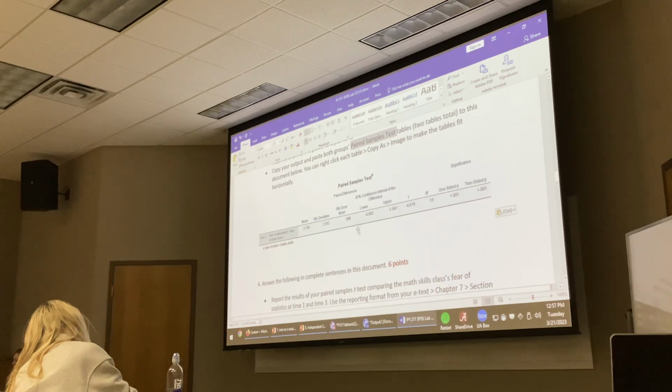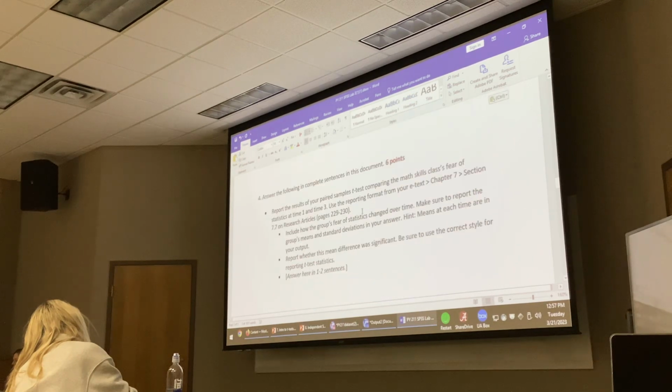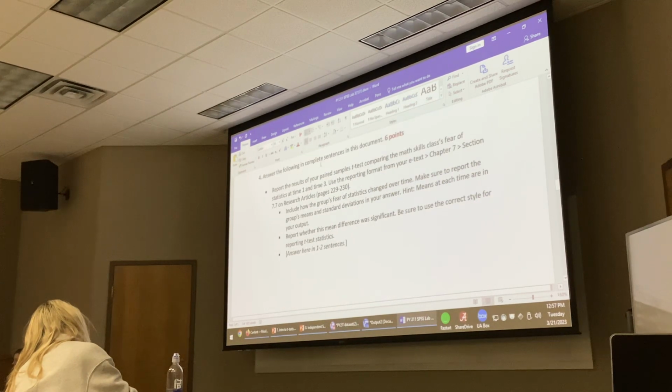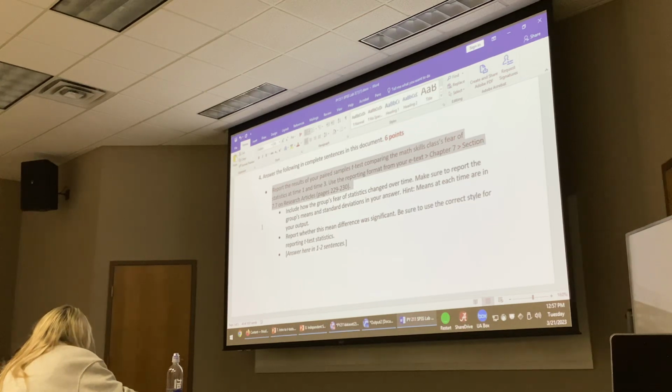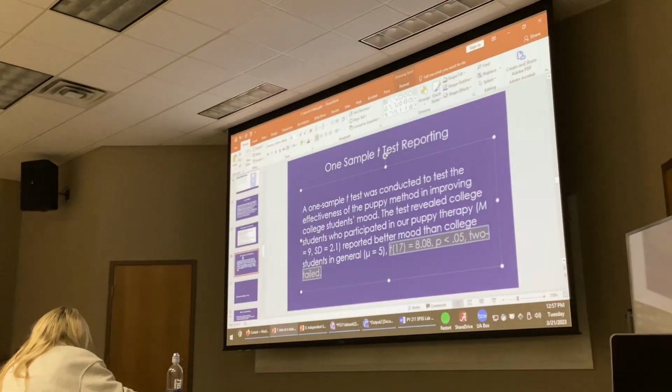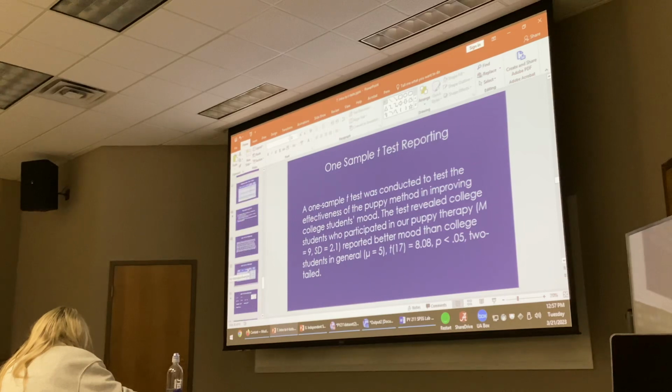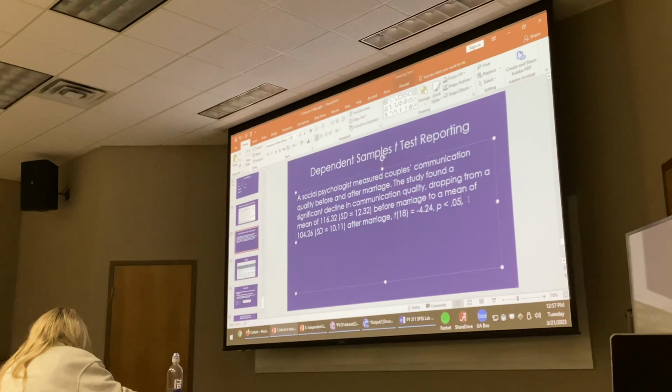You'll do your 2 tables here that are required, and then you're gonna interpret this. So first, you're gonna report the results of the dependent samples t-test that's comparing the math skills group's fear of stats at time 1 and time 3. Use this reporting format. I don't think mine is any different than the textbook's. Mine might be a little bit easier to digest. Something that I consistently forgot to add was that.